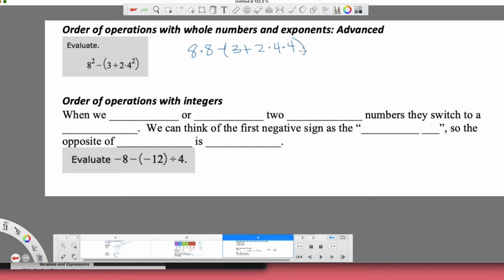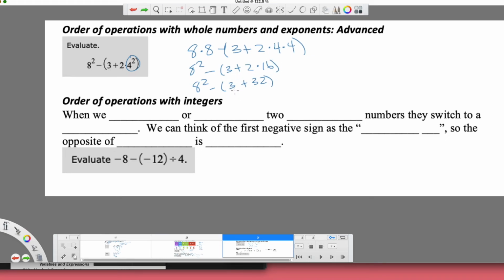I don't have exponents inside of the parentheses anymore. I technically do, actually, because that's what this is. This is my exponent. So I would do that first. So I'm going to go 8 squared instead of continuing to write it out expanded. So 4 times 4, or 4 squared, is 16. And now I can go to multiplication division. So I have 8 squared minus 3 plus 32, because 16 times 2 is 32, because I just did the multiplication here. And now I can go to addition, subtraction.